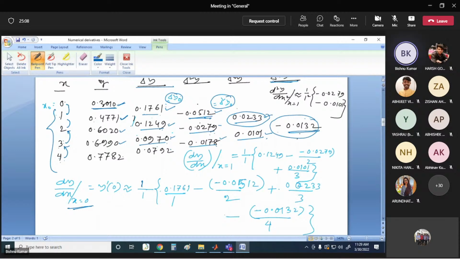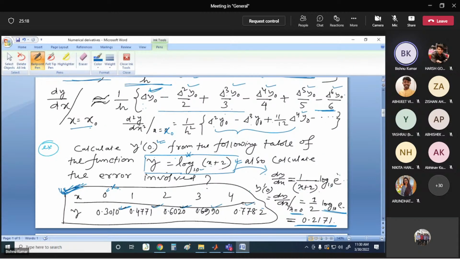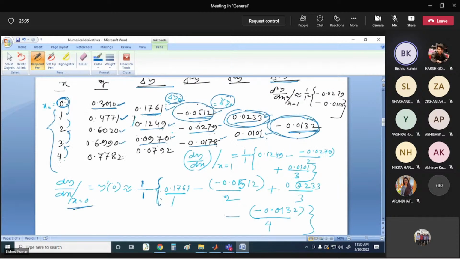Okay, you see this formula again. First difference minus second difference by 2 plus third difference by 3 minus fourth difference by 4 plus fifth difference by 5. In that way, plus minus, your series will continue. Outside, 1 by h. Is it clear? Yes, sir. So outside 1 by h means 1 by 1, that is 1.